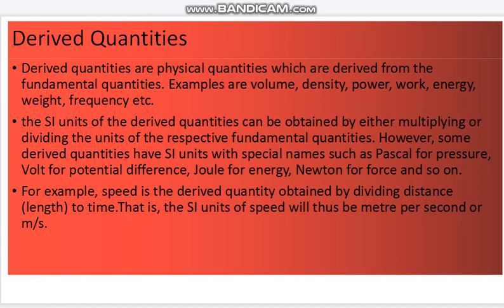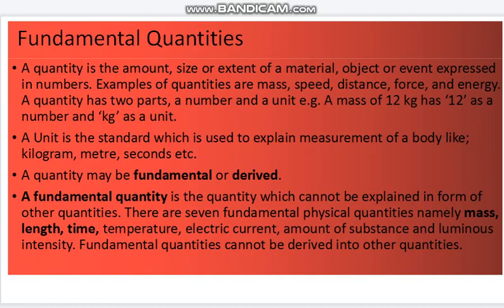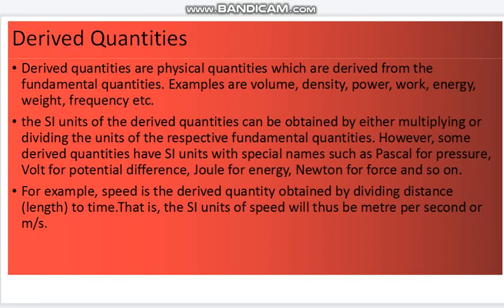In this video, we've talked about the fundamental quantities, the meaning of quantity, what a unit is, and the types of quantities. I explained the 7 fundamental quantities and their SI units, and I hope you can give examples for mass, length, time, and temperature. Then I've discussed also the derived quantities, which are the physical quantities that are derived from the fundamental quantities.